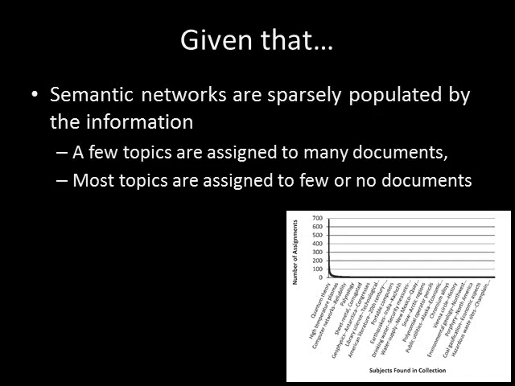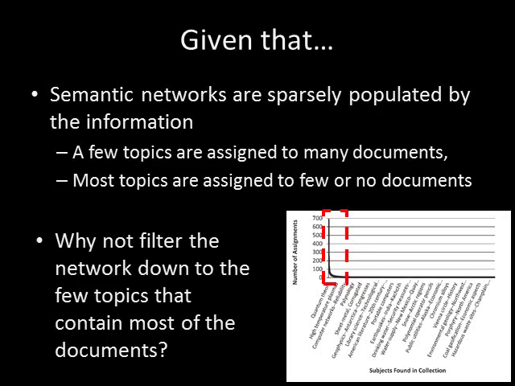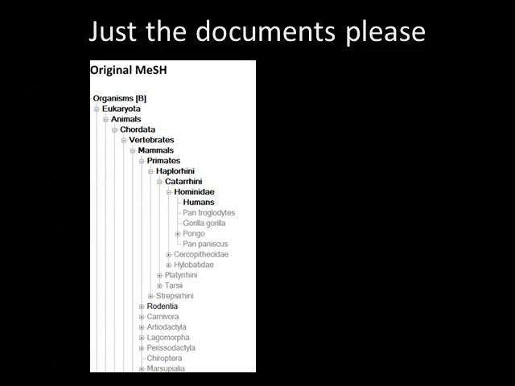Obviously, I was very surprised by that because I thought the whole point was to group things together. And so groups of 1 or 2, I don't know what that is. That's a group? Okay, so I thought maybe we should filter down the network to the few topics that contain most of the documents. Maybe it's not complicated. Maybe it's not hundreds of thousands of nodes. Maybe it's just a few hundred actually. Let's see.